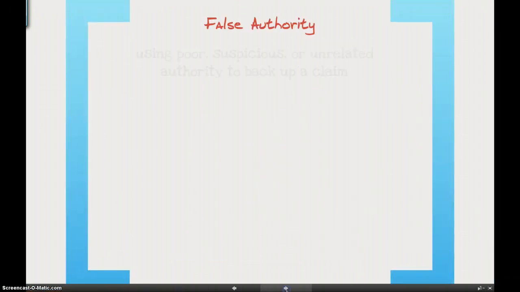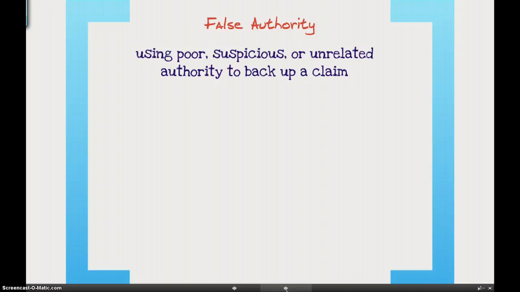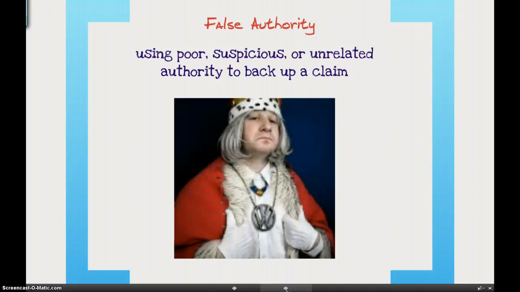And finally, false authority. This is using poor, suspicious, or unrelated authority to back up a claim. So this is when you use bad sources. For instance, like that time I told you about the student who did a paper on Martin Luther King, but used the KKK as an authority. So this can be a biased source, or it can be kind of more of a trick. You can use a good source.